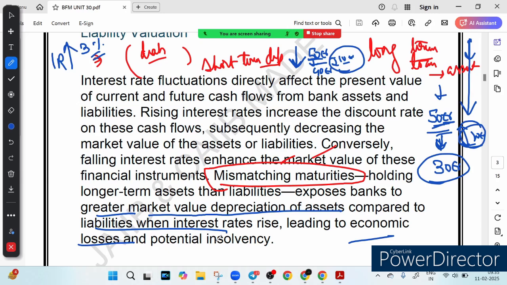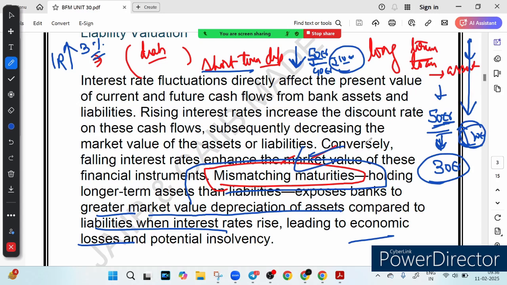So that means the bank faces economic loss, and if not managed well, it could lead to insolvency. So now I think the question is answered: how does this maturity mismatch arise, and what is the reason behind it? The reason is maturity mismatching, because the deposit is for short term and the loan is for long term. Since the maturity mismatch is there, the asset is decreasing at a faster pace as compared to liability. So you can see this plays a super important role, right?